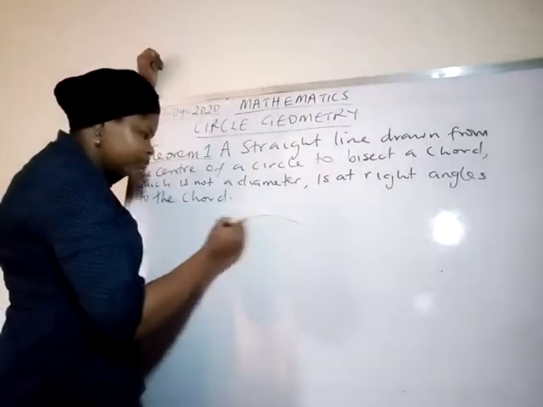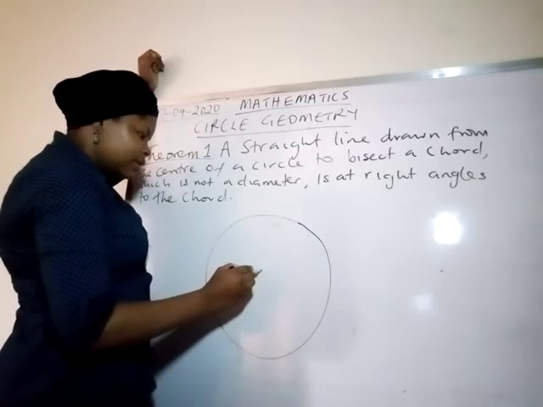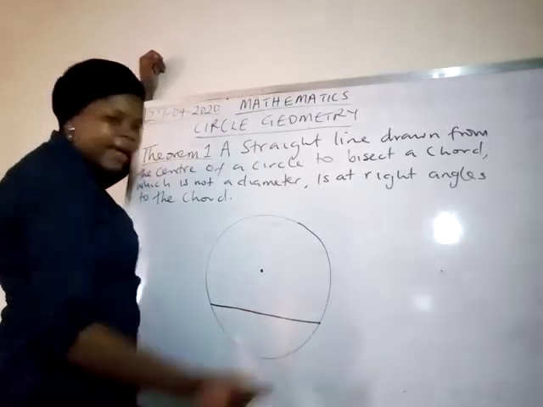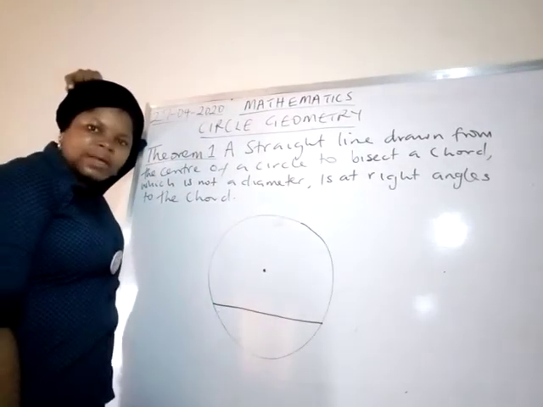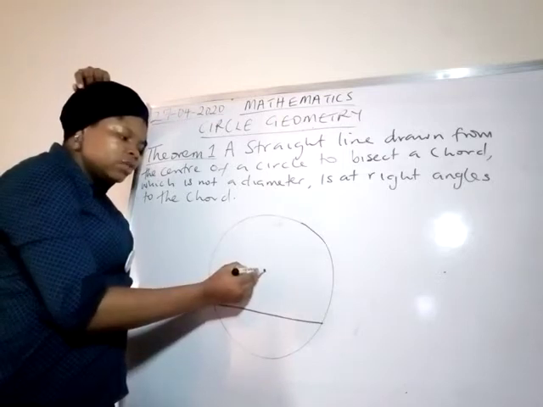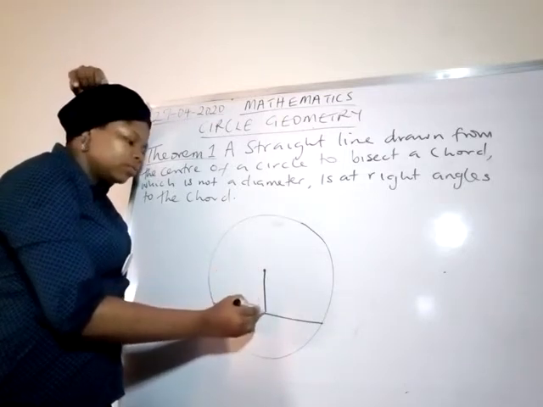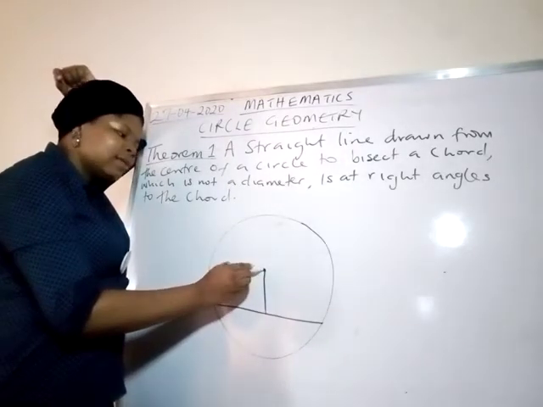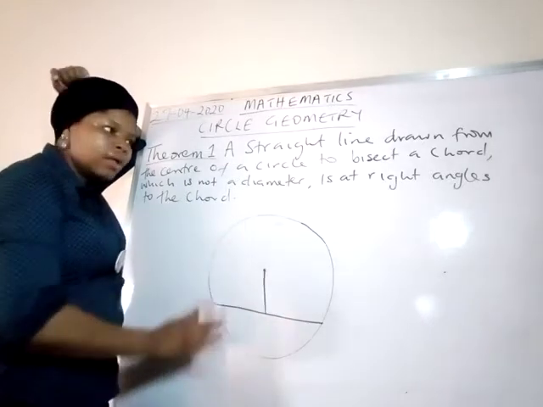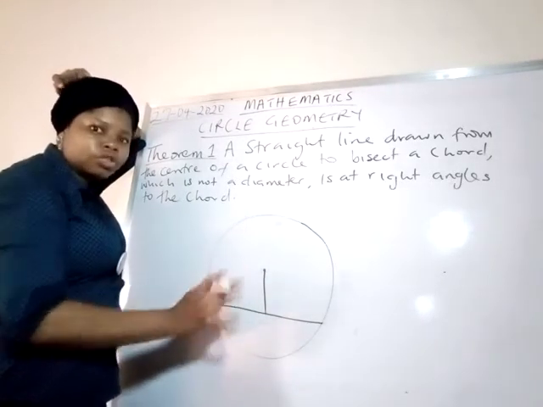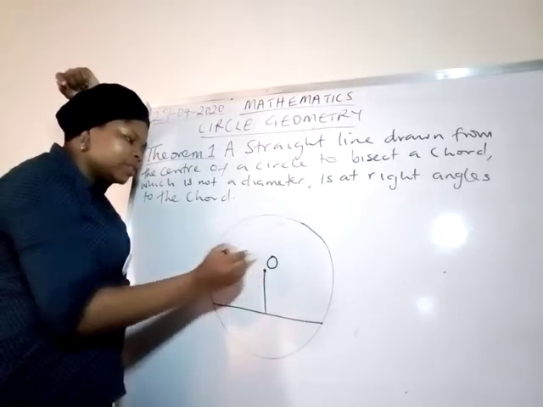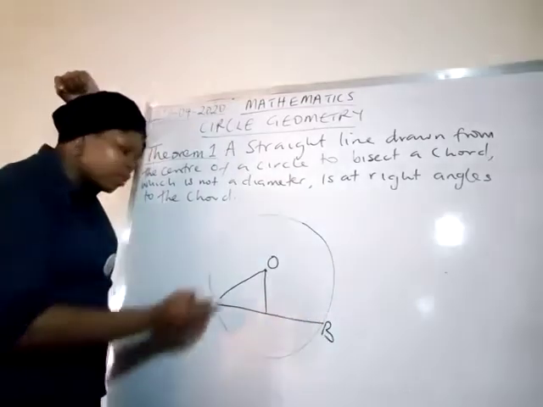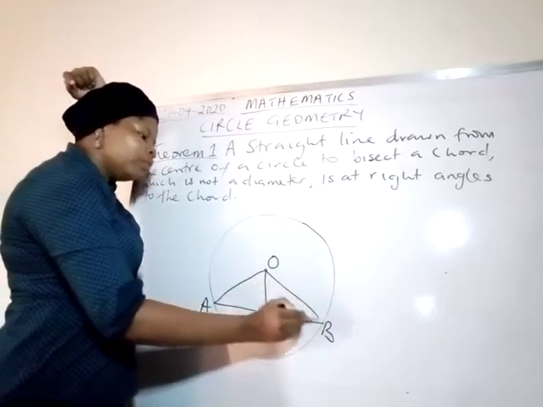So if I have my circle, by that theorem, what do I mean by that? This is a circle. Let's say this is the center of a circle. Then I have a chord which is not a diameter. And the theorem says a straight line is drawn from the center to the middle of the chord. Let's say this is the straight line drawn. Now, from this, what I'm going to do is a little construction. Let's say this is the center of a circle, O. Let's say the chord is AB. I'm going to join OA and join OB. Do you get that now?